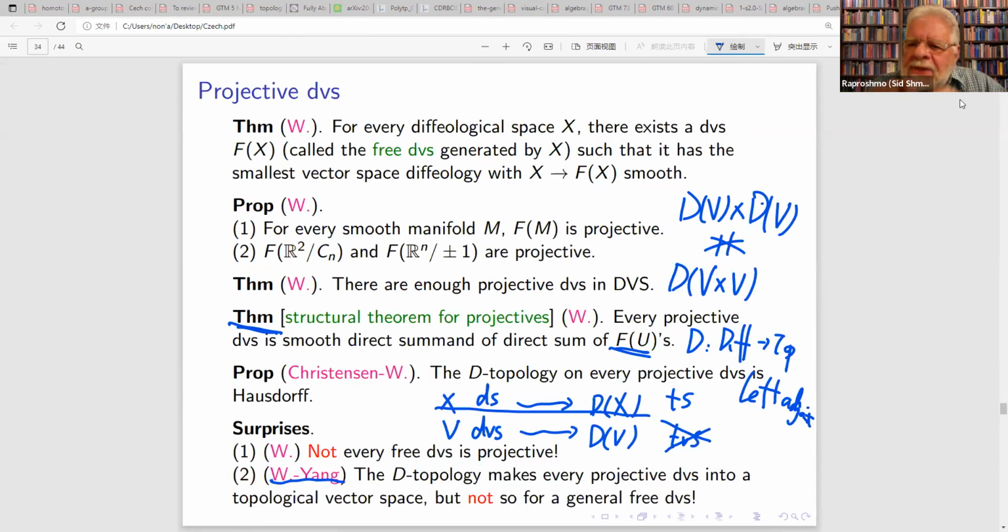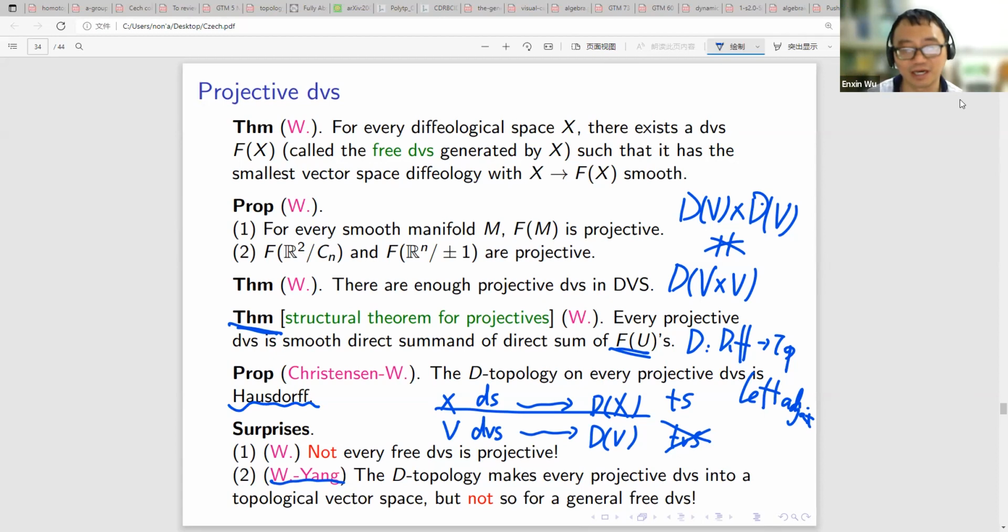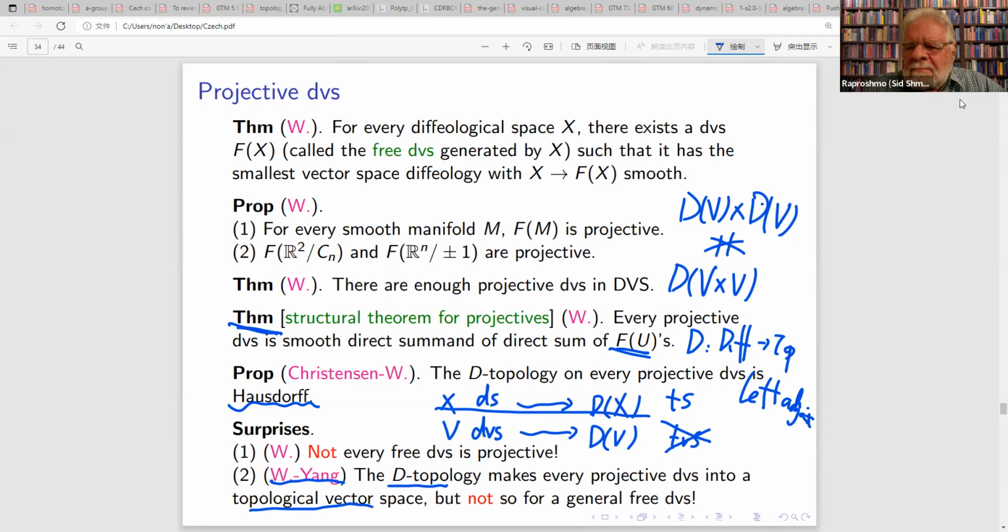That's not the right question in my mind. In my mind, the right question is, when is a free object a projective? Oh, yeah, you asked a very good question. That would be very rich, I think. I really wish I could answer it. So the conditions I got, first of all, it has to be Hausdorff, and second of all, the D-topology has to be a topological vector space. But I didn't find if there are some more conditions I have to add. Thanks, you asked a very, very good question.